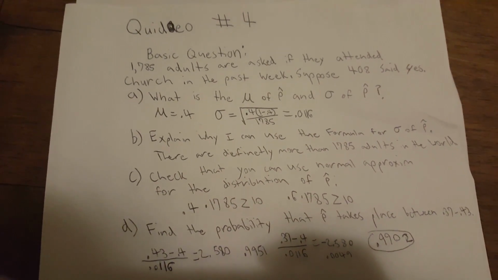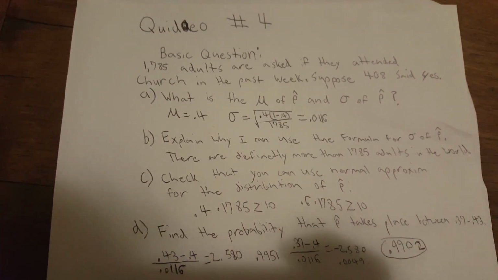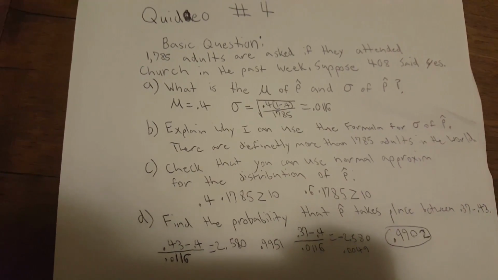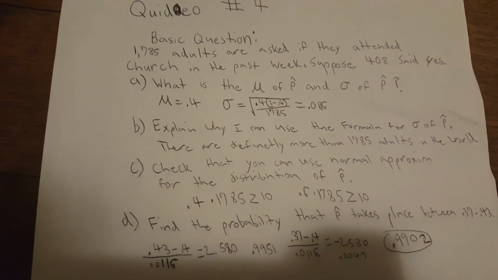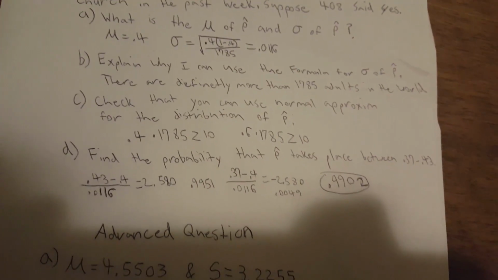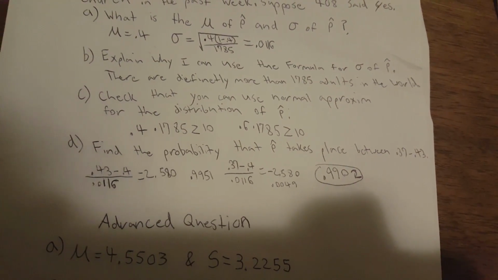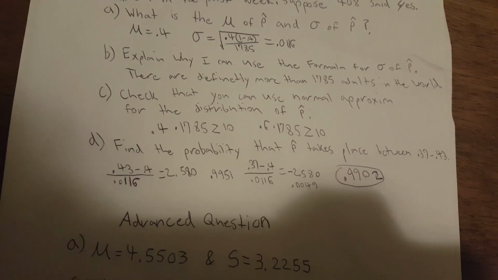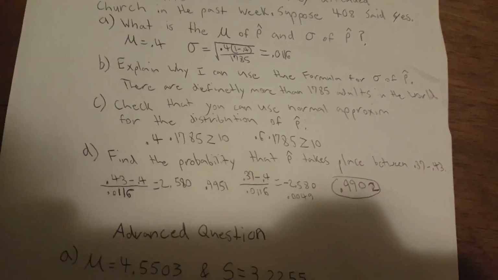The standard deviation is the square root of p hat times the difference of p hat over 1,785, which will end up giving us 0.0116. Part B says, explain why I can use the formula for standard deviation of p hat. Simply because there are definitely more than 1,785 adults in the world.